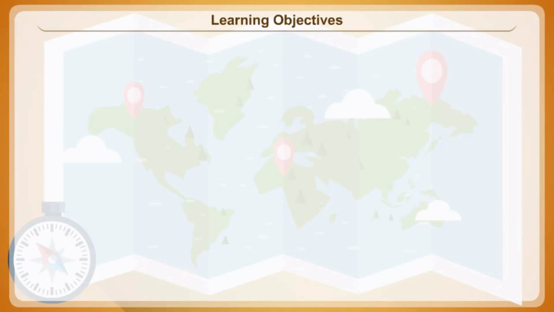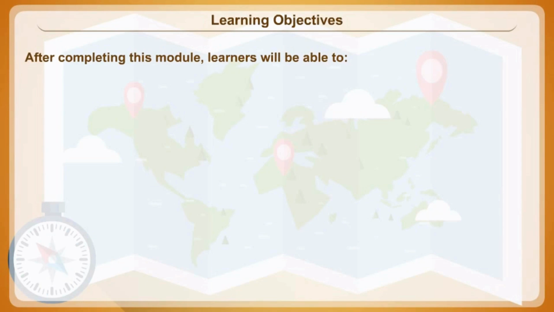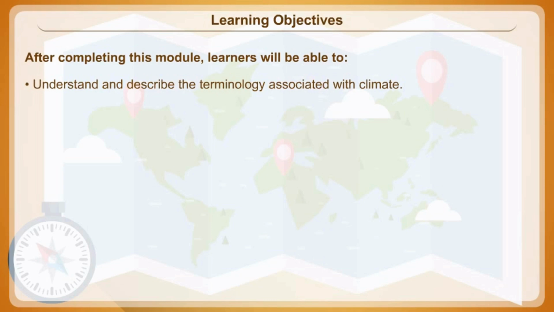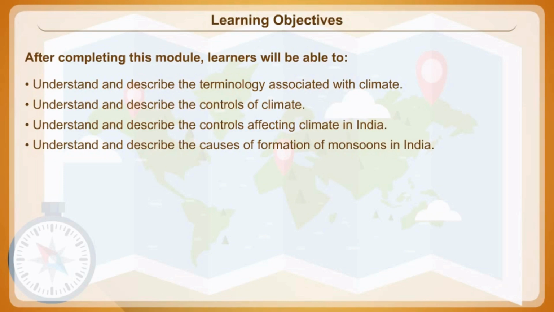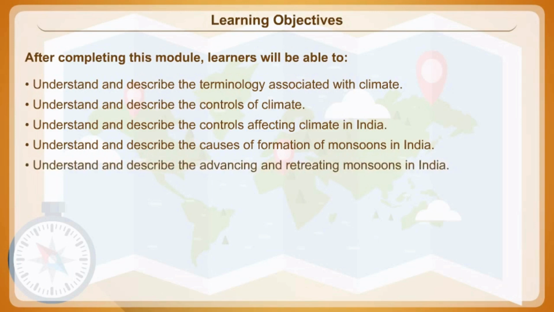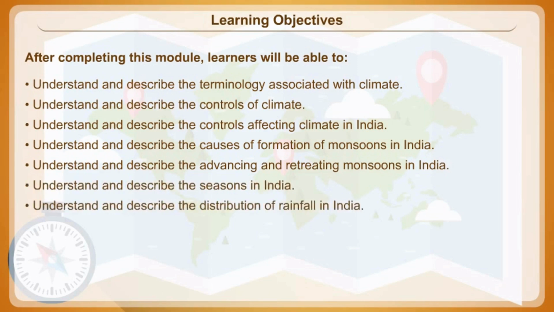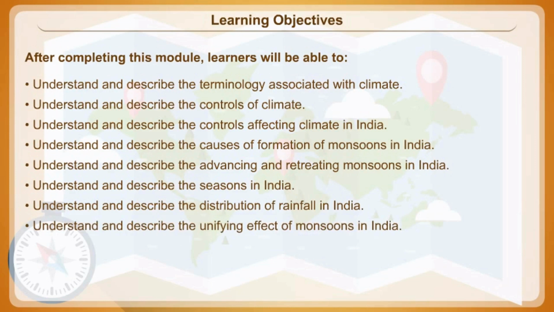Learning objectives. After completing this module, learners will be able to understand and describe the terminology associated with climate, the controls of climate, the controls affecting climate in India, the causes of formation of monsoons in India, the advancing and retreating monsoons in India, the seasons in India, the distribution of rainfall in India, and the unifying effect of monsoons in India.